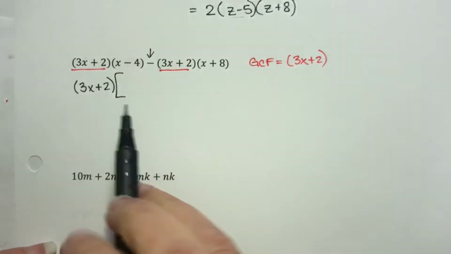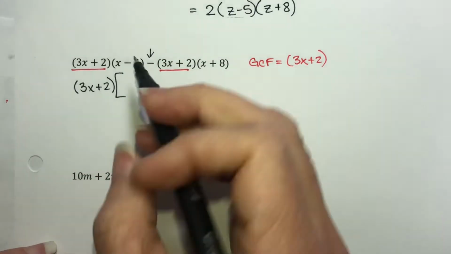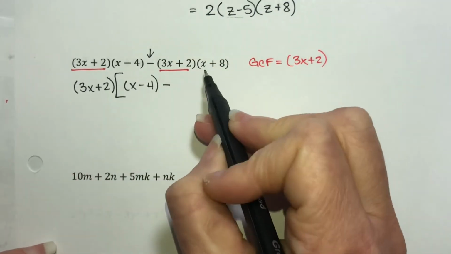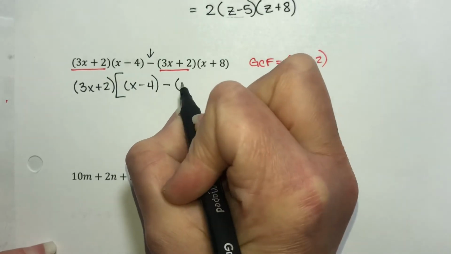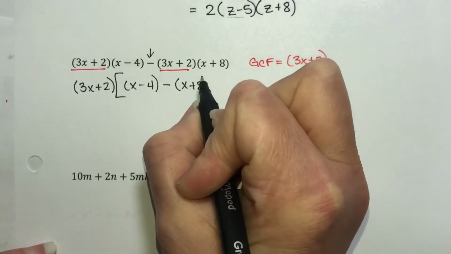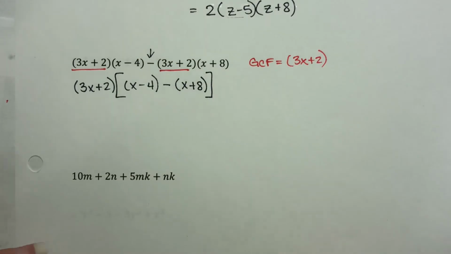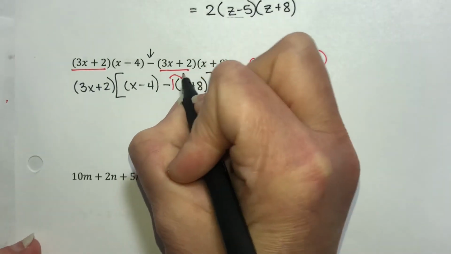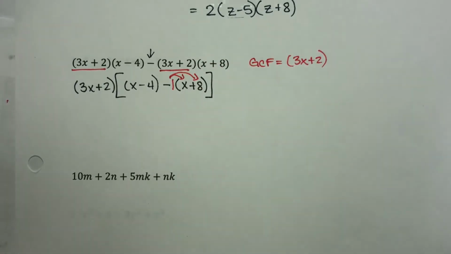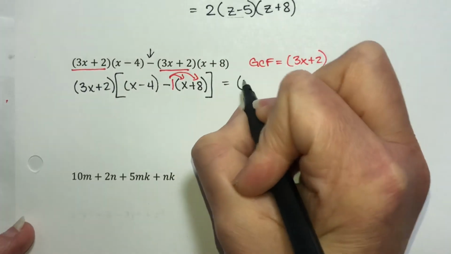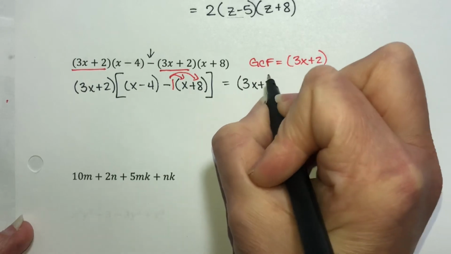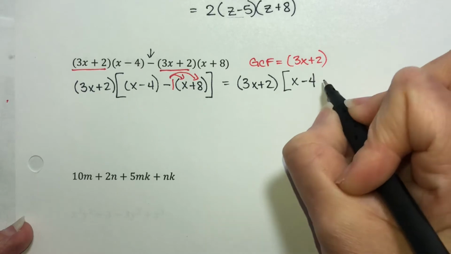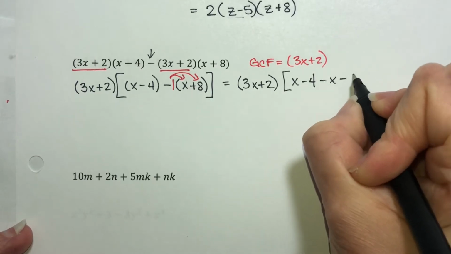Okay. And from this first part, that leaves me with an x minus 4 minus, and I'm going to have an x plus 8 here. Okay. Now we know that this is a negative 1 here, and so we need to distribute here. So this is 3x plus 2 times x minus 4 minus x minus 8.